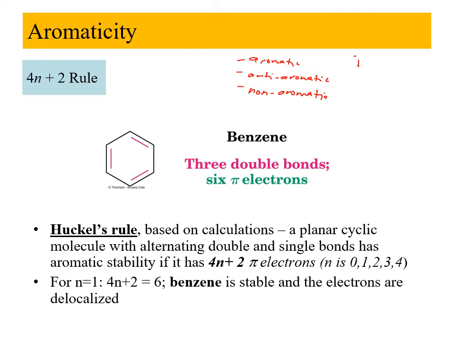The first one is it should be a cyclic compound. Second one, it should be planar. Third one, it should be conjugated, meaning that the electrons can be delocalized in the structure. And the last one is Huckel's rule.